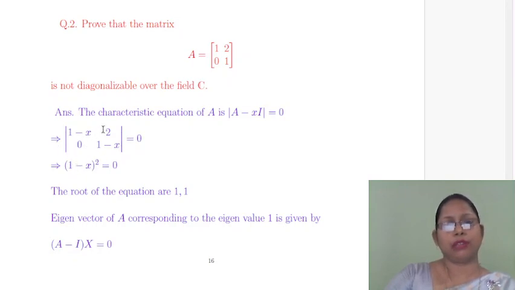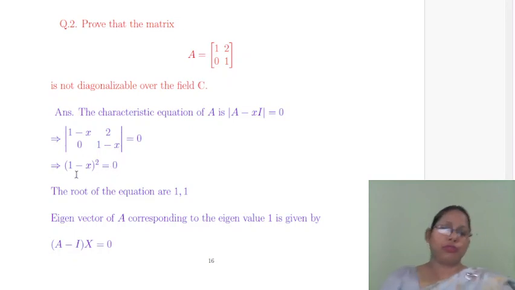(1 minus x) squared, minus the cross multiplication of this, which is 0 into 2, that is 0. So the roots of the equation are 1, 1.